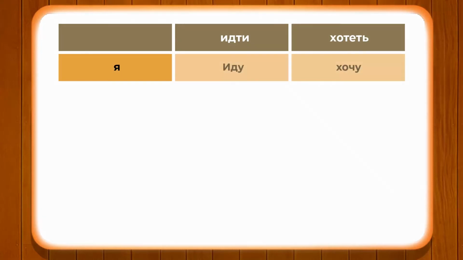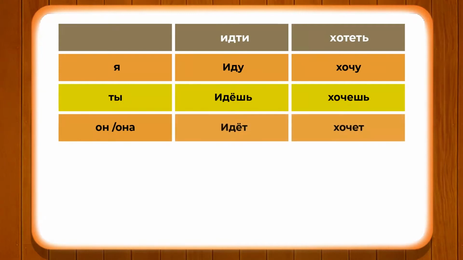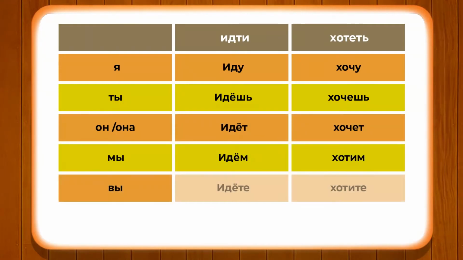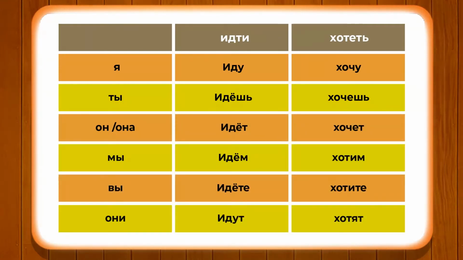So when we conjugate it with I want: я хочу, ты хочешь, он, она хочет, мы хотим, вы хотите, они хотят. So here we are comparing them to make you aware of the endings of different kinds of verbs. However, we are also discussing how and to which group they belong.